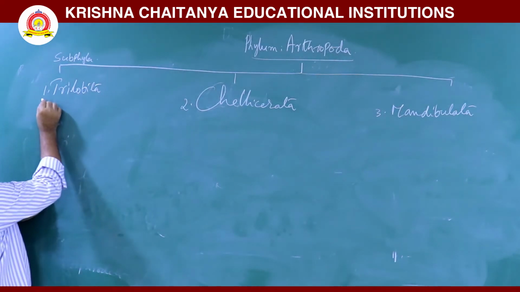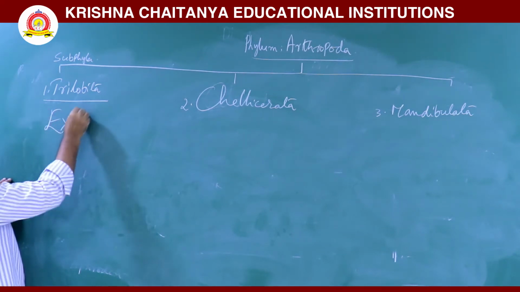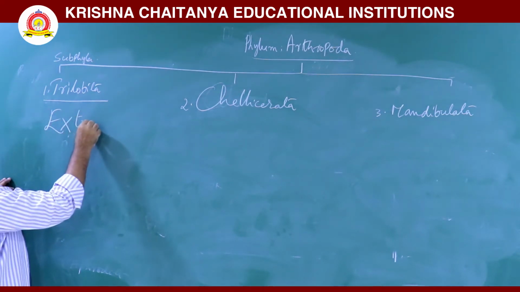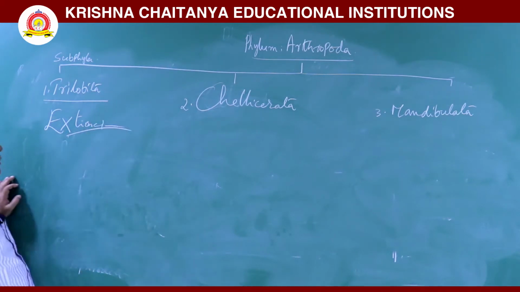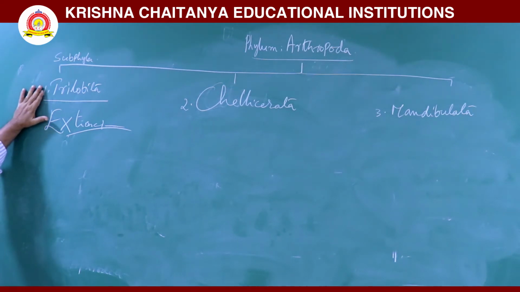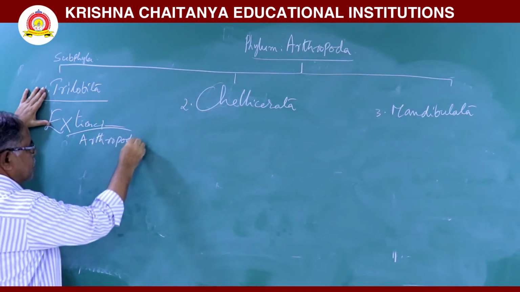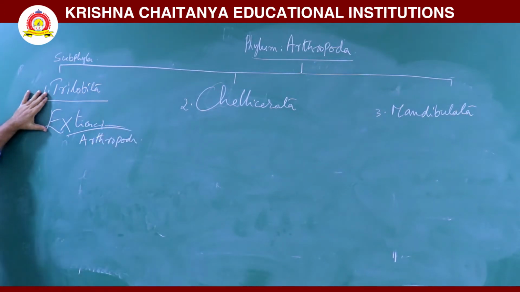Next, first Trilobeta. The animals which are included under subphylum Trilobeta are extinct. They are no more. Trilobites are extinct arthropods, or fossil arthropods. Fossil arthropods are there.